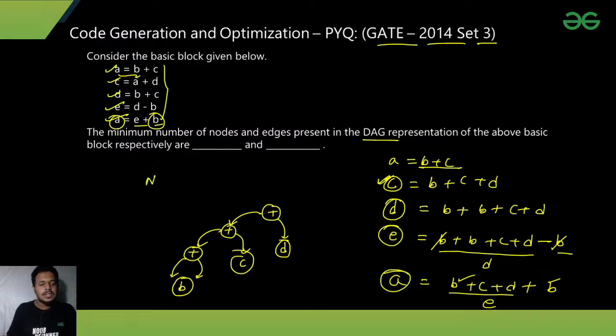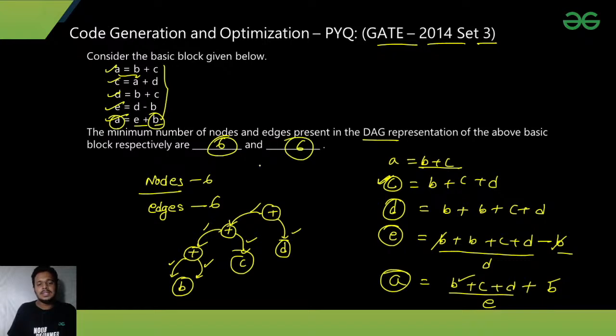So how many nodes are there? The number of nodes: 1, 2, 3, 4, 5, 6. So 6 nodes are there, and how many edges are there? Edges we can find: 1, 2, 3, 4, 5, 6. So it is saying the nodes and edges: 6 nodes and 6 edges will be there, and this is a directed acyclic graph.